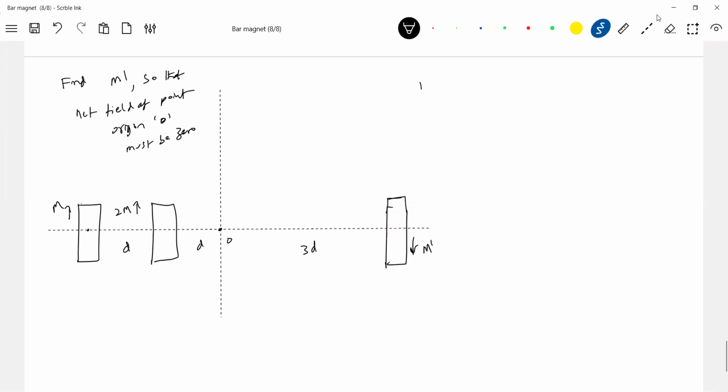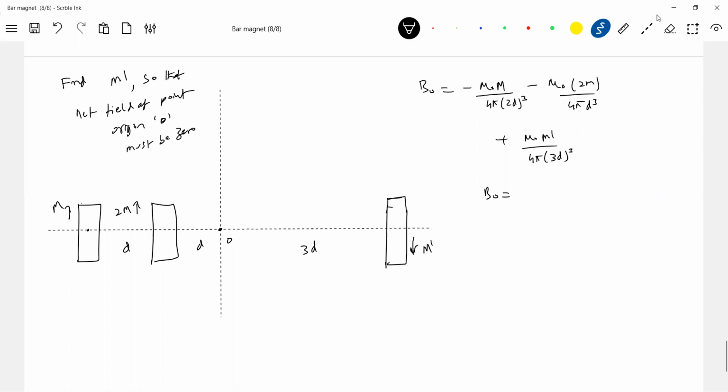So the net field should be 0. Due to the first bar magnet, it will be downward. So minus mu naught m by 4 pi (2d) whole cube, minus mu naught 2m by 4 pi d whole cube, plus mu naught m dash by 4 pi (3d) whole cube. This should be equal to 0.